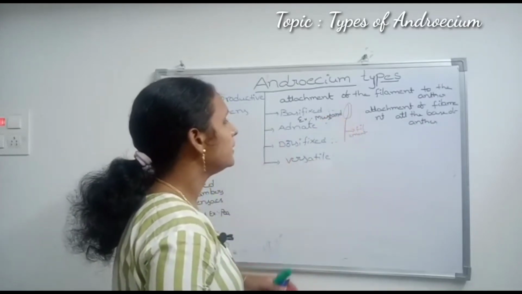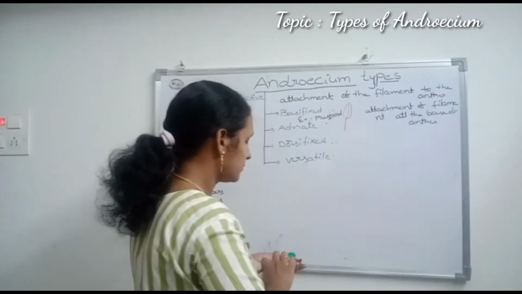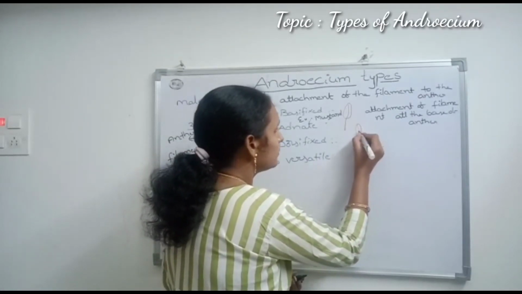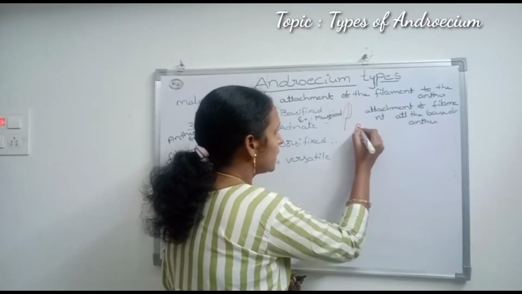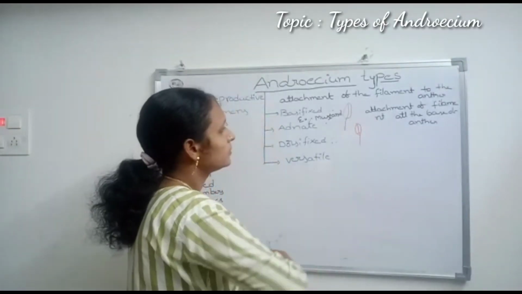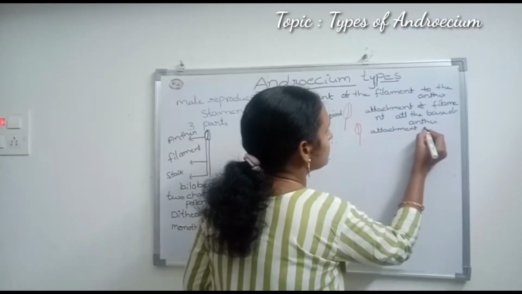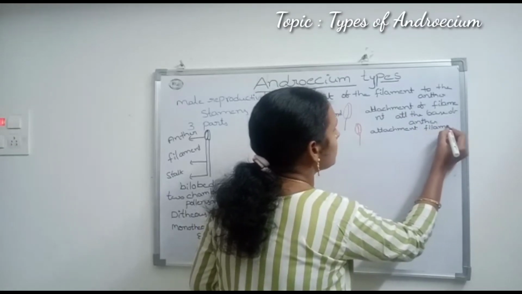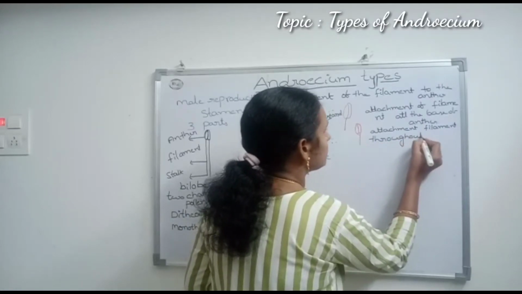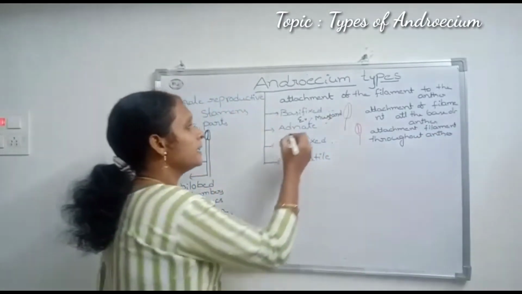And the second one is the adnate. Adnate means the filament runs throughout the anther. An example of adnate is Michelia.